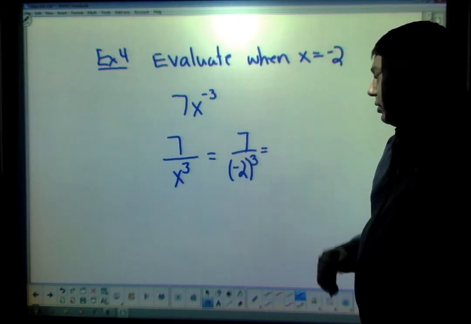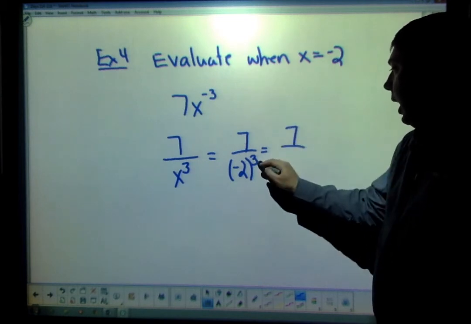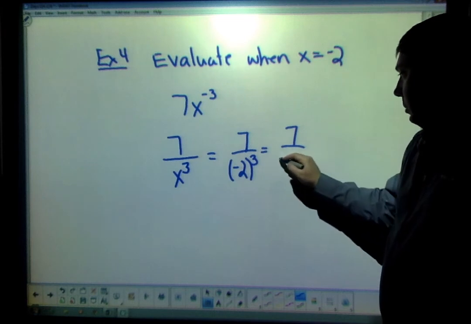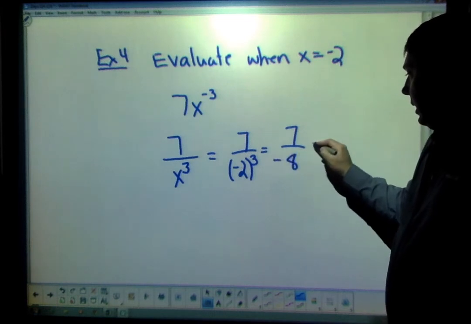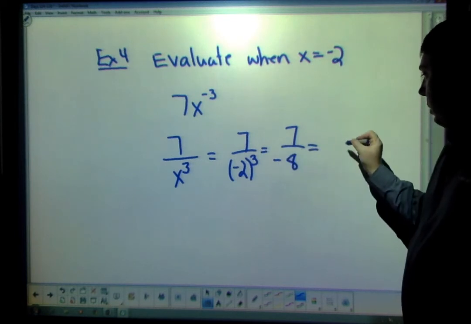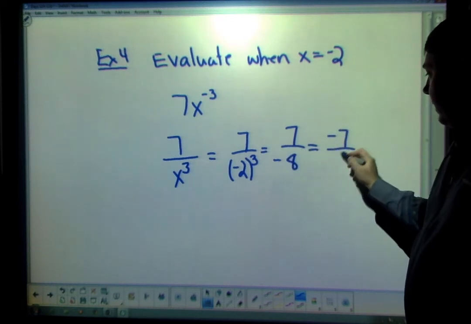This tells me that there are 3 factors of negative 2 in the denominator. Anytime you have an odd exponent on a negative base, your answer is going to be negative. So this is negative 8. And a lot of times what we do with this negative sign, if it's in the denominator, we move it in front of the fraction or put it with the numerator, so we would read this as negative 7/8.